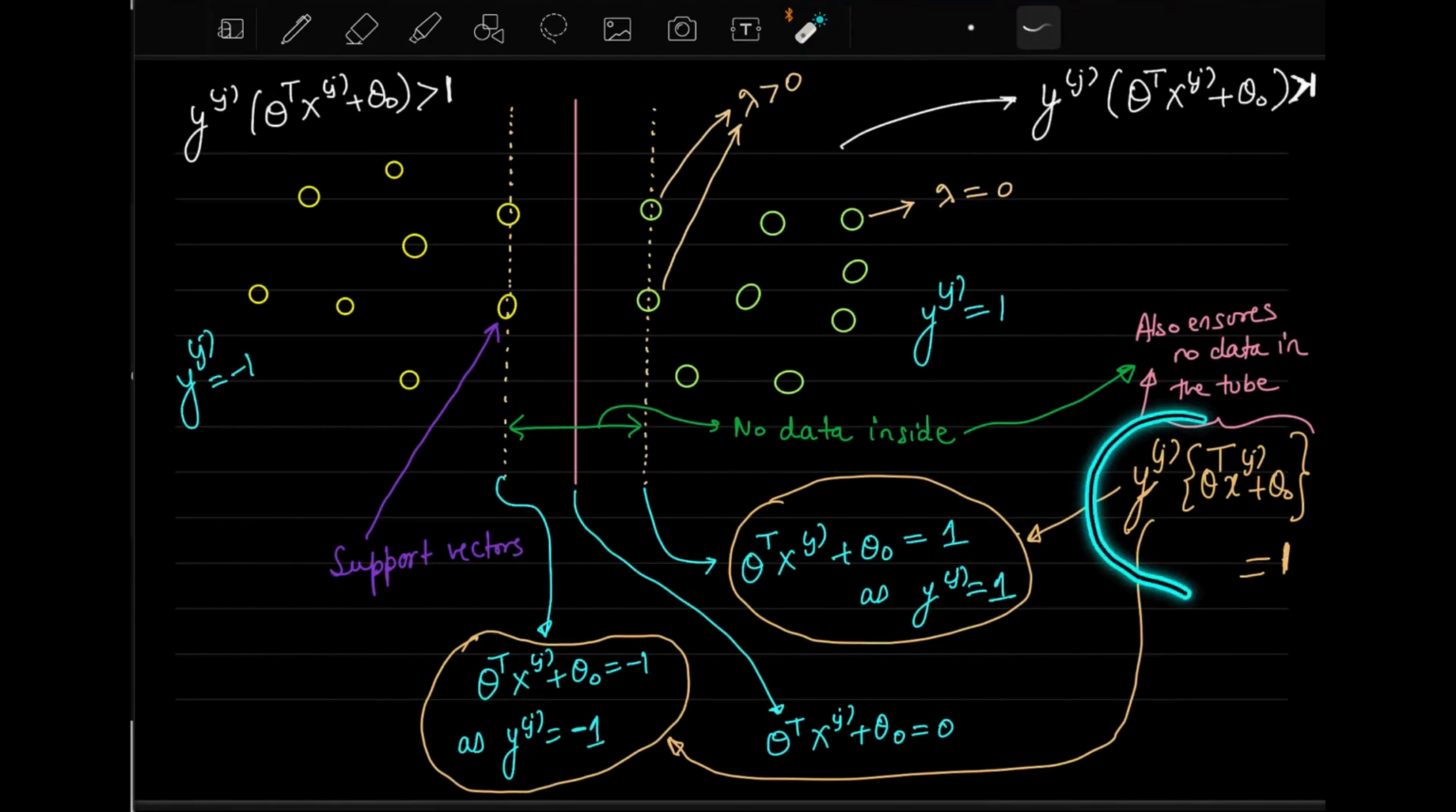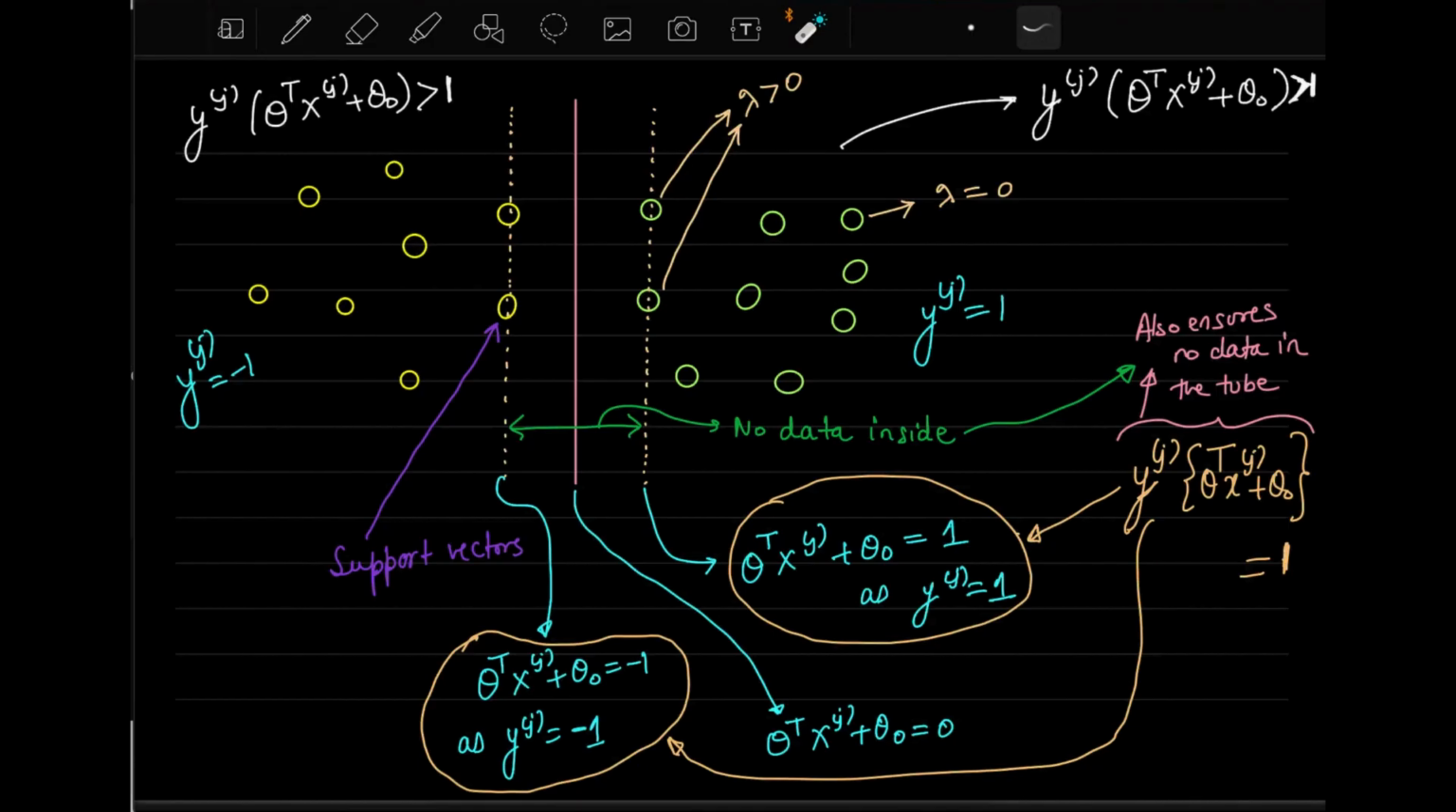In this equation, for the positive points, yj will be equal to 1. In that case, you will get this as the hyperplane equation. And if yj is -1, then you will get this as the equation. So this particular hyperplane will have this equation, and this particular hyperplane, you can say it's a margin for this hyperplane, will have the equation given over here.